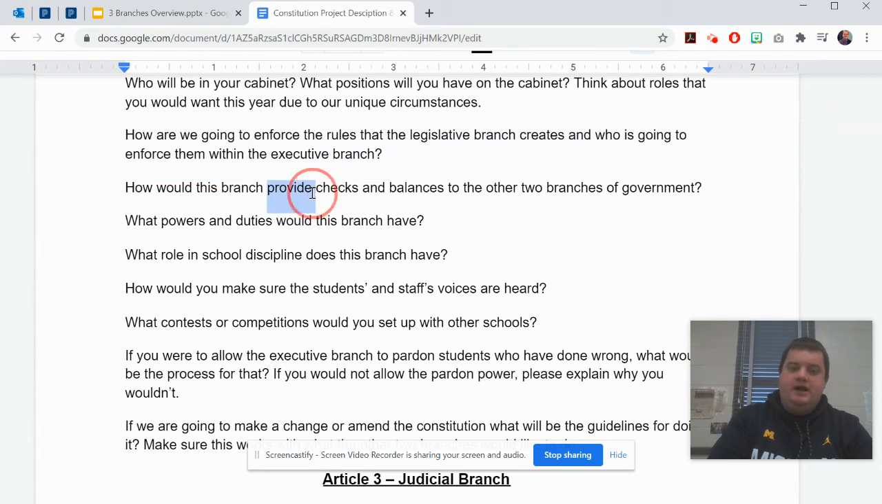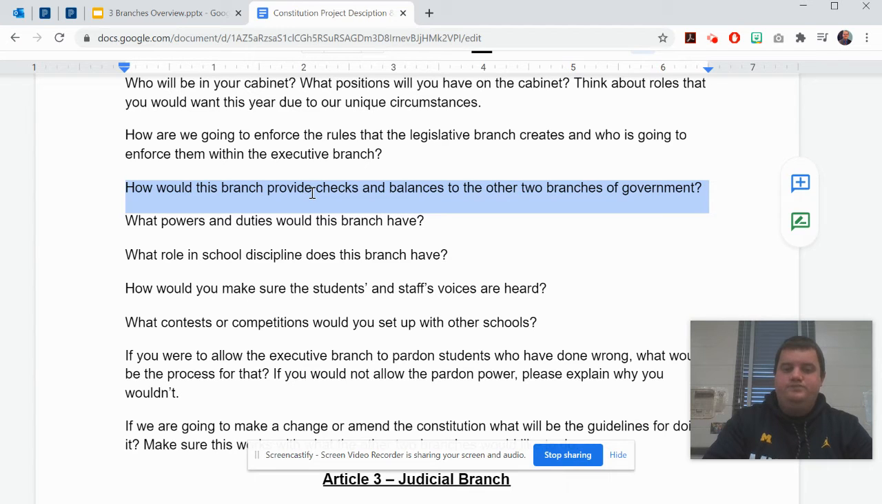Next question: how would this branch provide checks and balances to the other two branches of government? What powers and duties would this branch have?